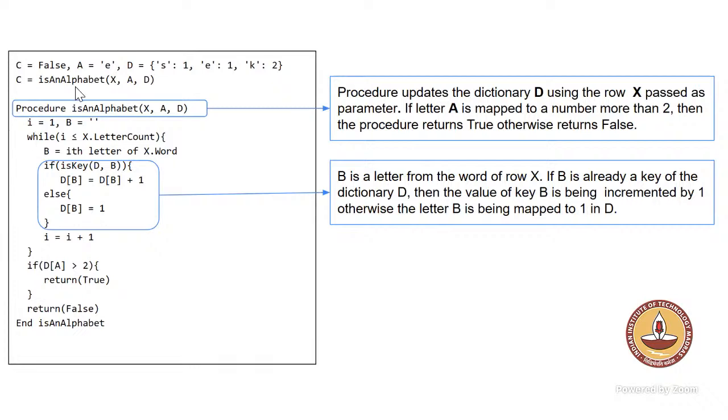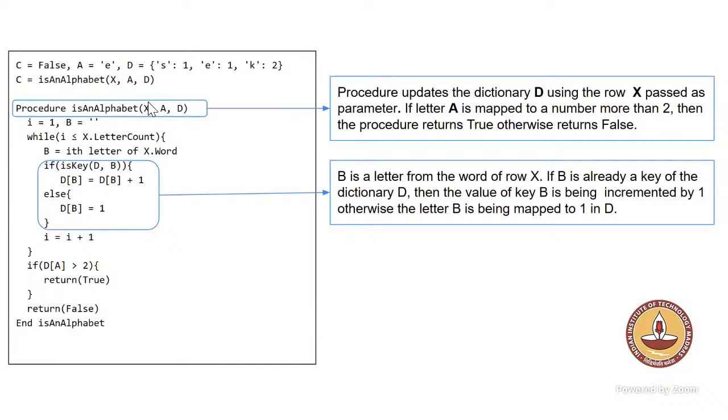Actually, our program starts here. C equals false initially, A equals E, that is the character E, and D is this dictionary. In the dictionary D, the key S is mapped to 1, E is mapped to 1, and K is mapped to 2. Later we are calling C equals is an alphabet of X comma A comma D. That means we are passing three arguments to this procedure is an alphabet.